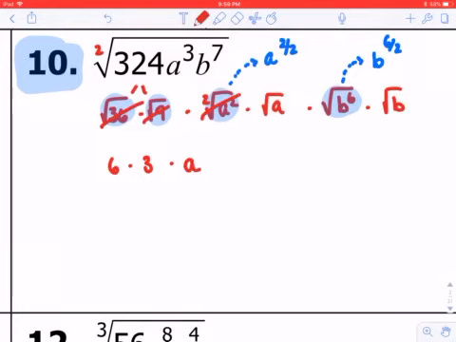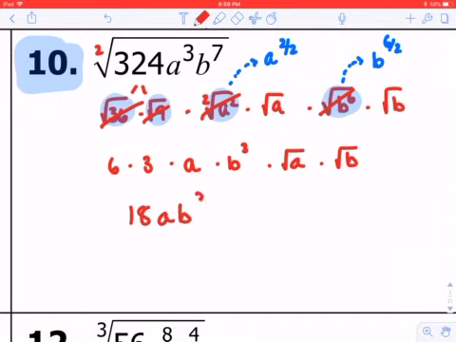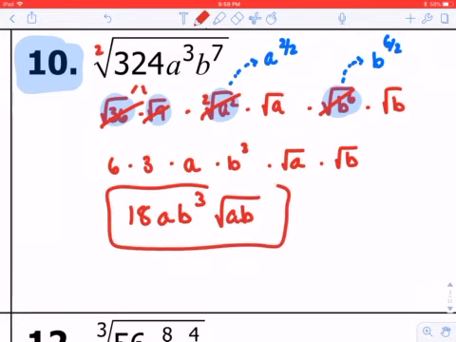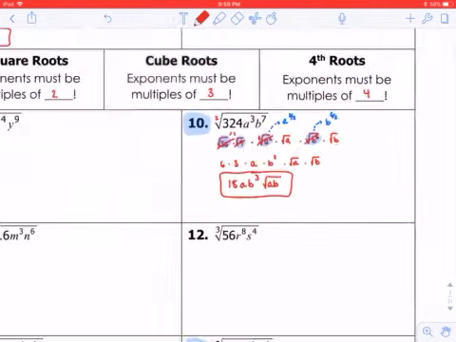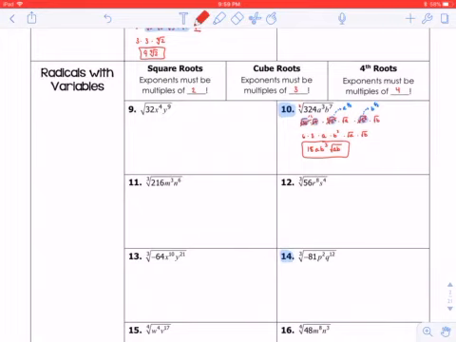So I've gotten these 3 taken care of. And b to the 6th, that's going to be b to the 3rd. 6 divided by 2 is 3. So you see the only 2 left over are my square root of a and my square root of b. So simplify all this out. I have 18 a b cubed and then the square root of ab. And that's number 10. Again, I got a couple more to work through here, but it's really going to be the same premise on these last 3 that I have. So number 14.